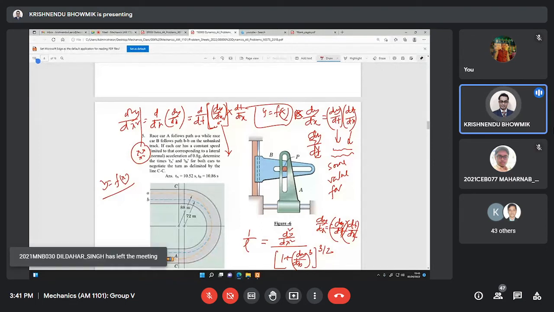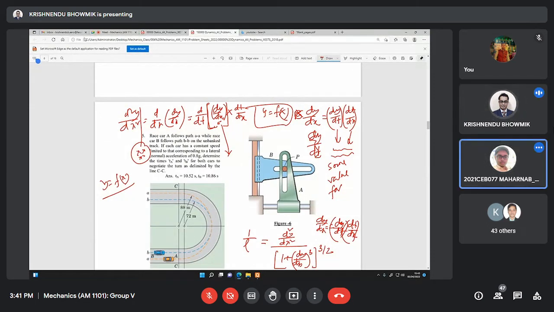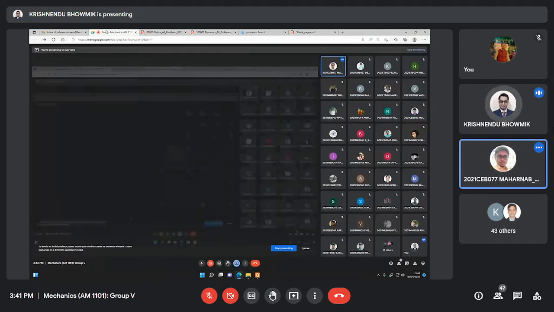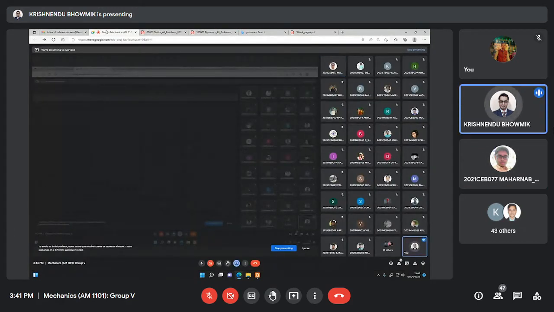Which department are you from? Sir, I am from civil. Okay, civil. Your name? Sir, Moharnab Kundu. Oh, Mohan Kundu. Yes. So what is happening is that this will be used widely in any civil structure, mechanical, aerospace structure. But in this problem we are not using that one due to that issue. As I told, the function is not given.